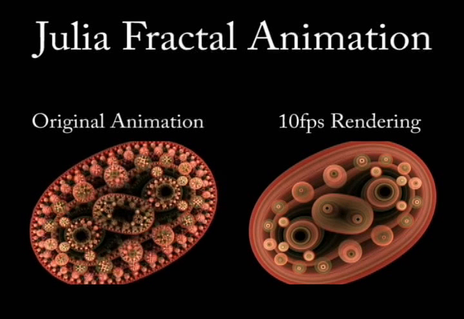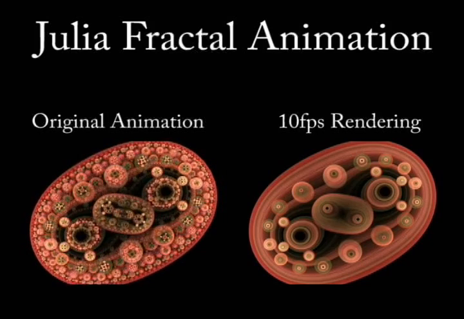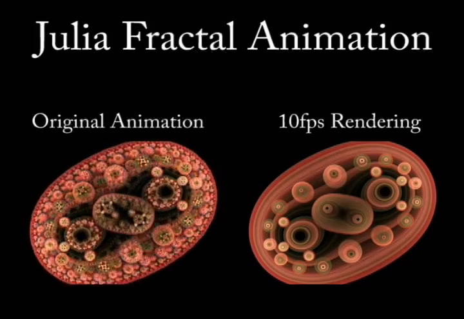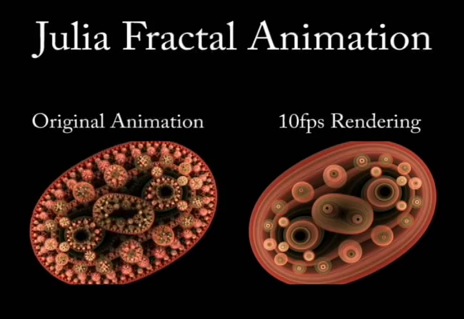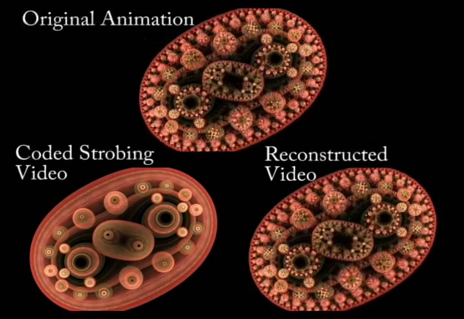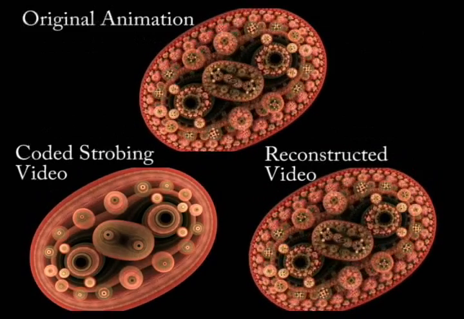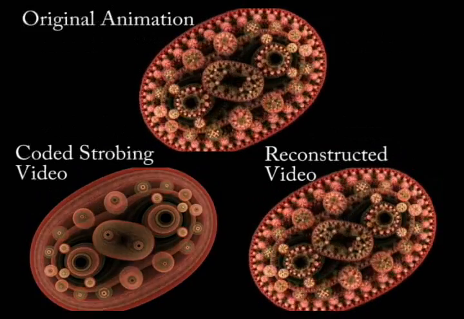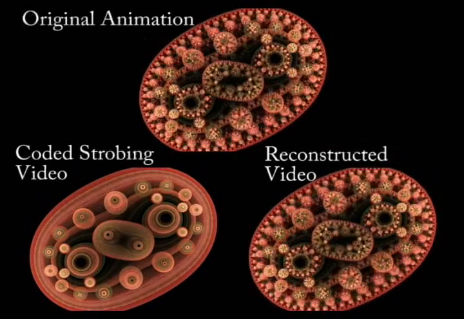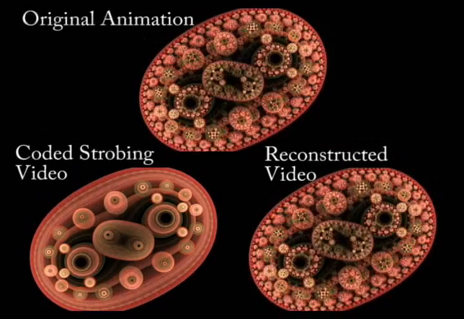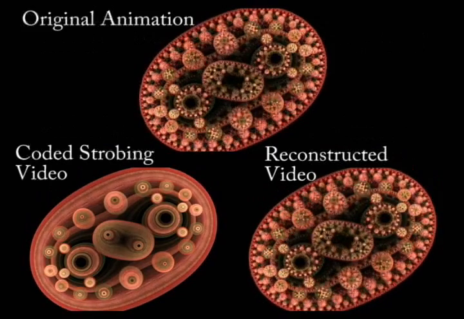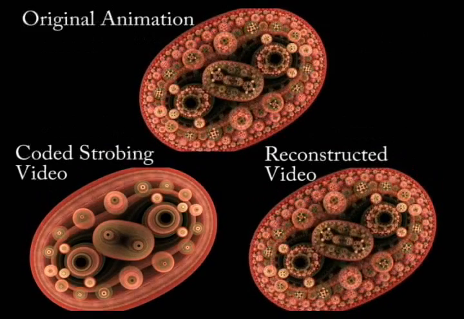In order to validate our algorithm, we examined the animation of a fractal called Julia. On the left is the original, full-resolution animation where each frame is of 1 millisecond duration. On the right is a video synthesized to demonstrate what would be obtained by a 10 frame per second video camera. Next, we simulated capturing the animation with a 10 frame per second coded strobing camera, as shown in the lower left. In the lower right is the reconstructed animation obtained by our algorithm, which, as you can see, is visually identical to the original animation. Notice that in this simulation, we were able to obtain 1 millisecond time resolution from a 100 millisecond sampling in the capture process for an upsampling rate of 100.